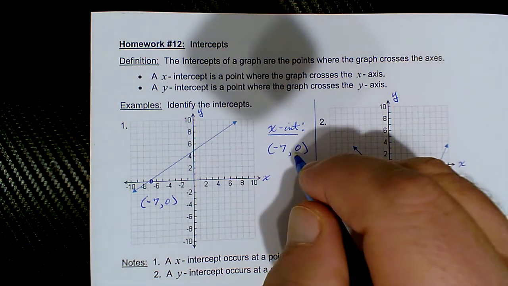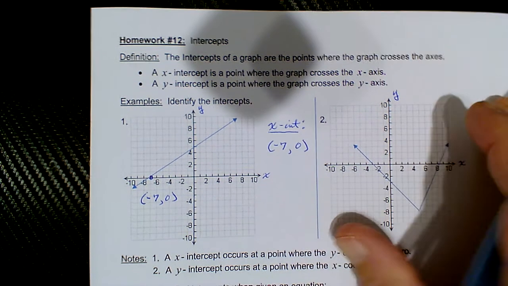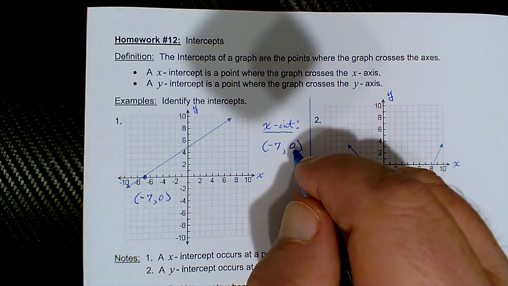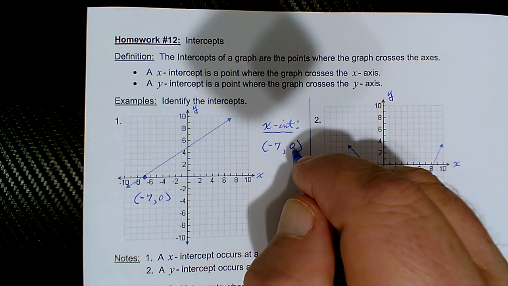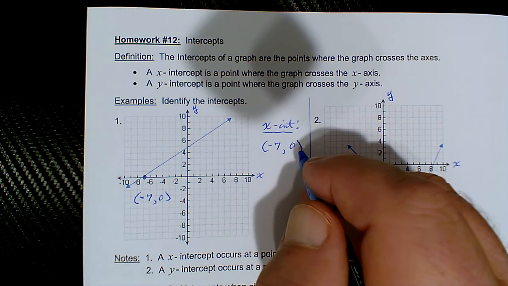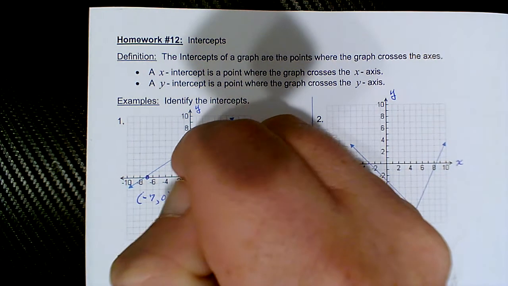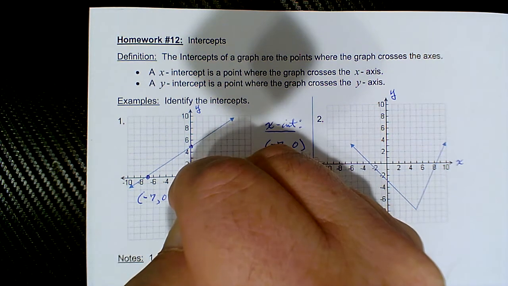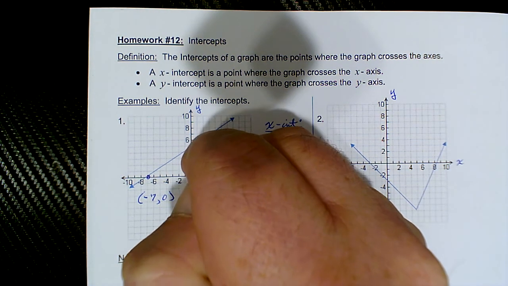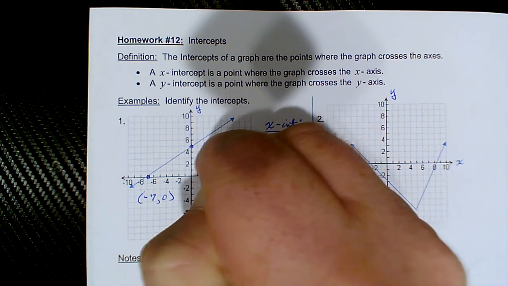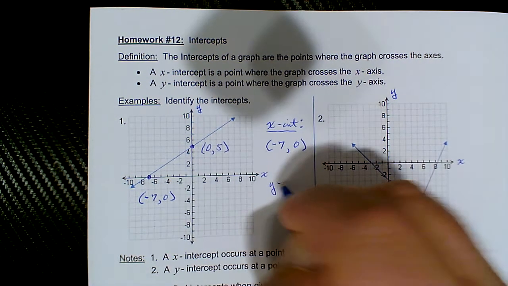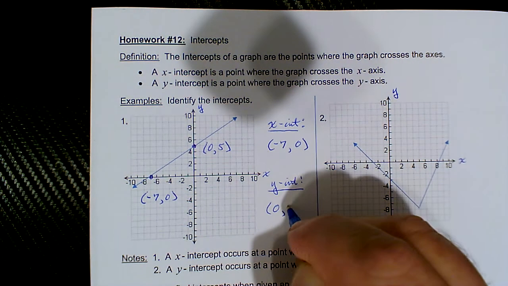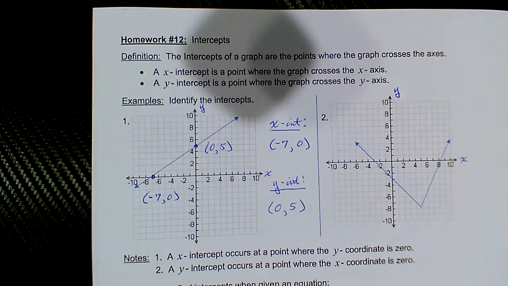And just remember, because it's a point, you have to write it as an ordered pair with the x-coordinate first and the y-coordinate second, separated by a comma and enclosed with parentheses. For the y-intercept, this is the point, and reading the point from the origin, we're moving 0 in the x and 5 in the y. So the y-intercept is given by the ordered pair 0, 5.